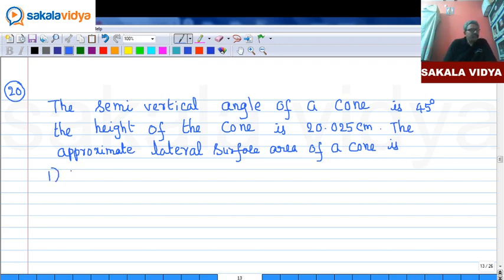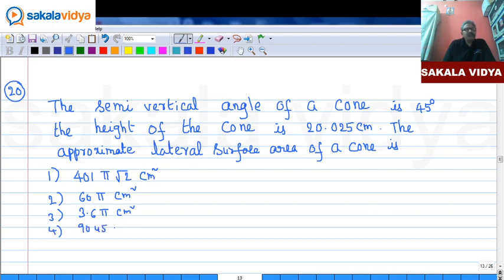First option 401 pi root 2 centimeter square, second option 60 pi centimeter square, third option 3.6 pi centimeter square, fourth option 904 pi centimeter square. This is the question.